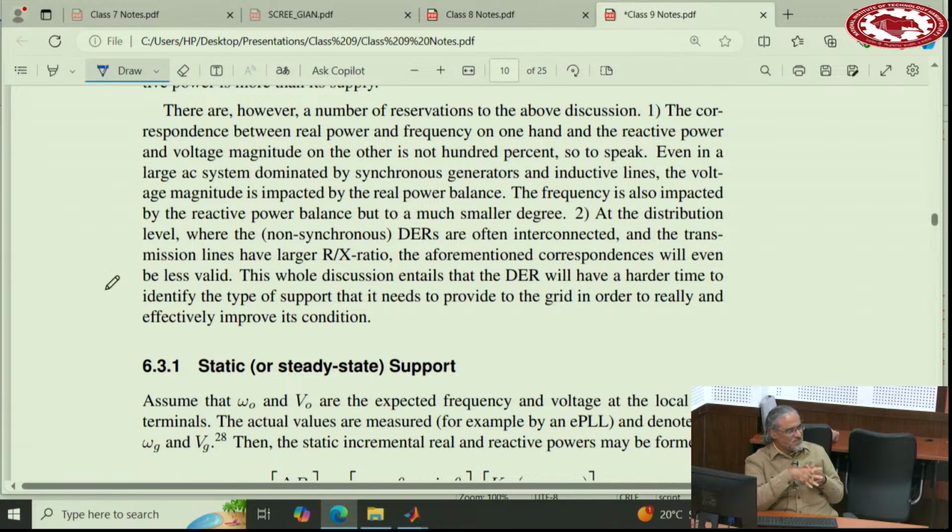In other words, you cannot say for sure or 100% that frequency and real power are related together, or reactive power and magnitude are related together. In large transmission systems and big synchronous generators, that is to a good extent valid. In other words, real power and frequency are related together, and reactive power and magnitude. But when you move away from this situation, you go to distribution systems with lower voltages, more resistive lines. This is now no longer valid.